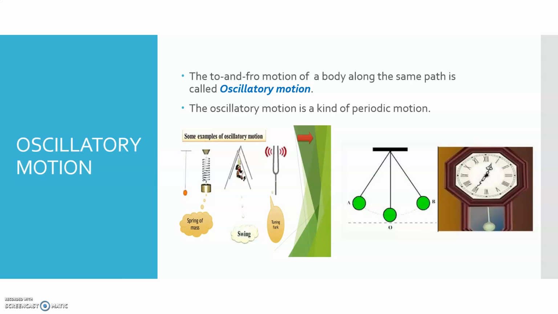Oscillatory motion. The to and fro motion of a body along the same path is called oscillatory motion. The oscillatory motion is a kind of periodic motion. Some examples of oscillatory motion are the motion of the pendulum of a wall clock, a child on a swing, and the motion of the heart muscles in a healthy person.